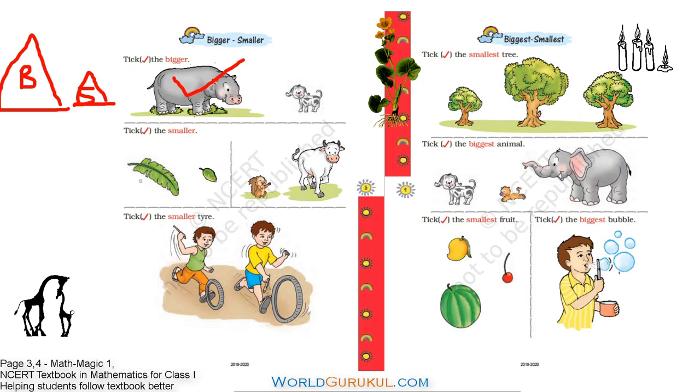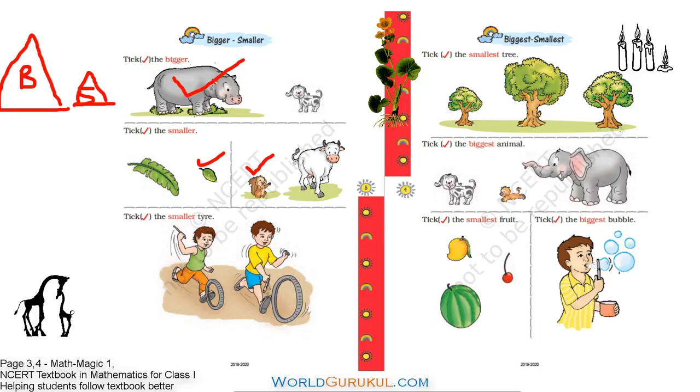See here we have two leaves, one big leaf and one small leaf. So which is smaller? The leaf on the right side is smaller. Let us tick here. Next, here you see a cow and a squirrel. Can you tell me which is smaller? This squirrel is smaller. Let us tick on this.